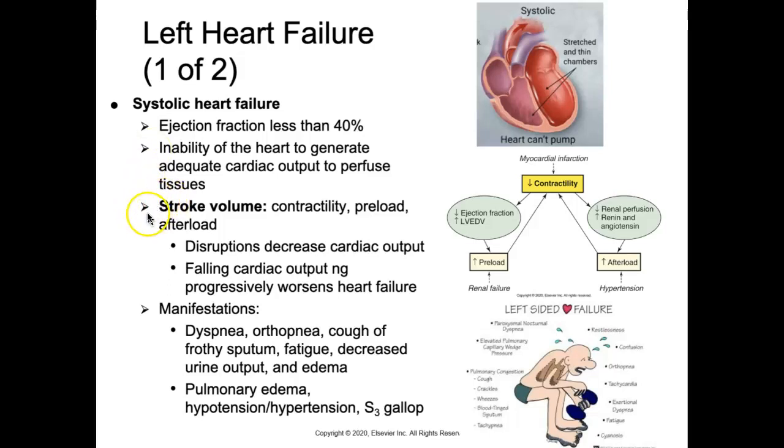And the stroke volume is going to be influenced by these 3 major determinants: contractility, preload, which if you remember is going to be the volume of blood in the ventricles at the end of diastole, and then afterload is our last determinant. And that, if you remember, is going to be the resistance that the left ventricle has to overcome in order to move the blood into the aorta and to the rest of the body. So through these determinants, we get disruptions that decrease cardiac output, and that falling cardiac output is going to progressively worsen into heart failure.